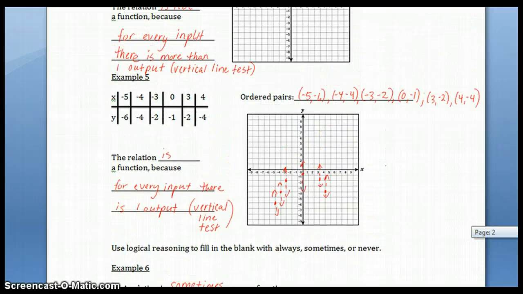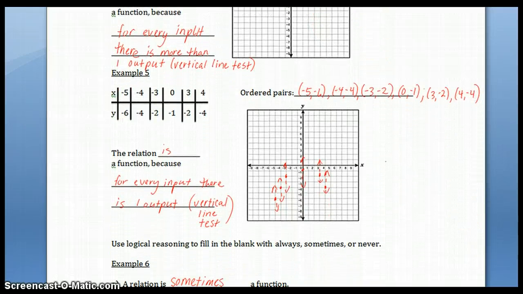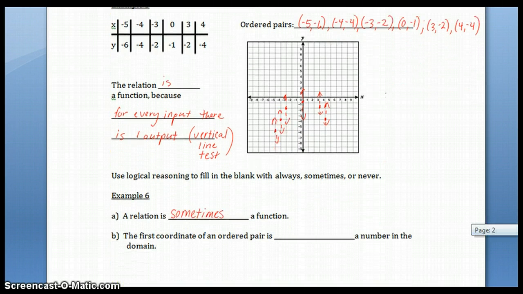You can see from example 4 that because it had the same input value for every one of the output values, it was not a function. The relation was (4, 2), (4, 3), (4, 5), (4, 6), but because the input of 4 has many outputs, that is not going to be a function. On the next one, example 5, you saw that for every input, they were all different x values, there was exactly one output. Therefore, that relation was a function. So a relation is sometimes a function.